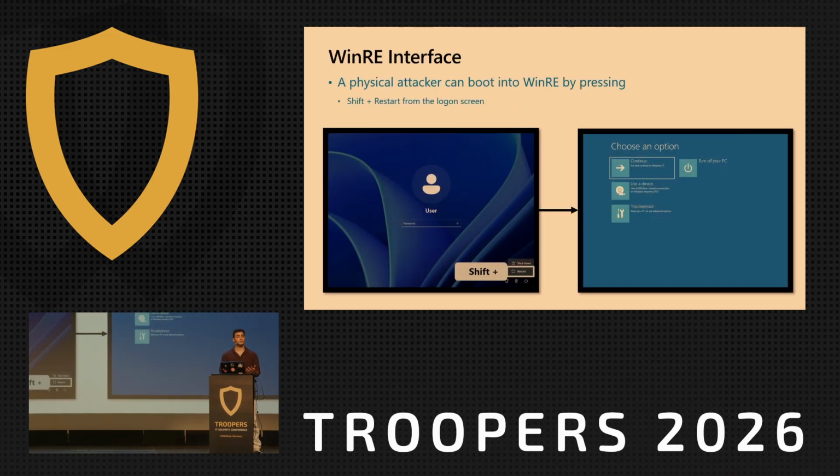To boot into WinRE and interact with it, physical access is typically required. A physical user can do this by holding the Shift key while selecting restart from the Logon UI. And then the user can interact with the recovery environment and trigger the tools that they desire.